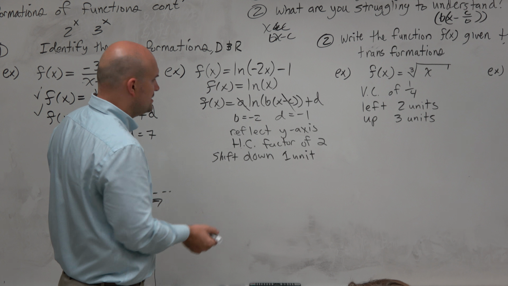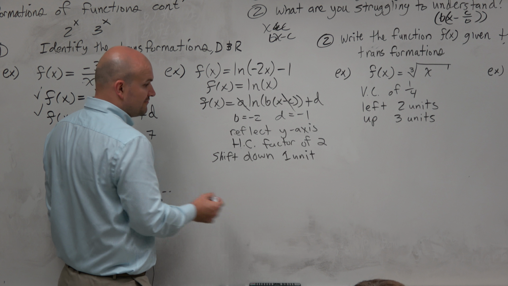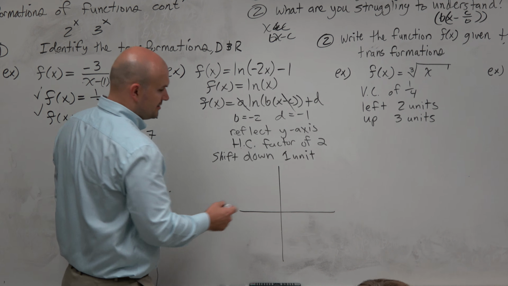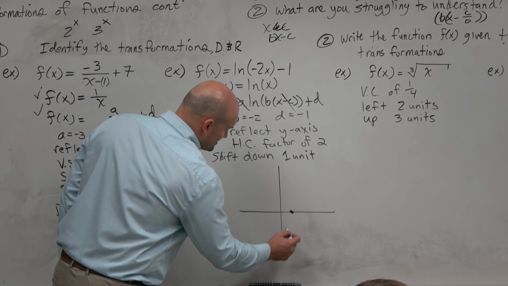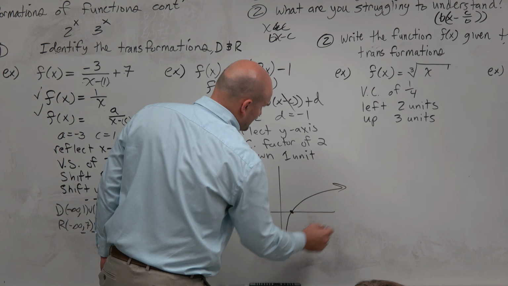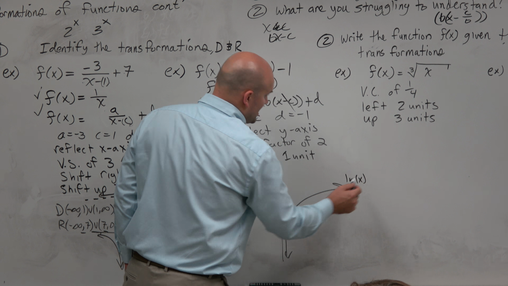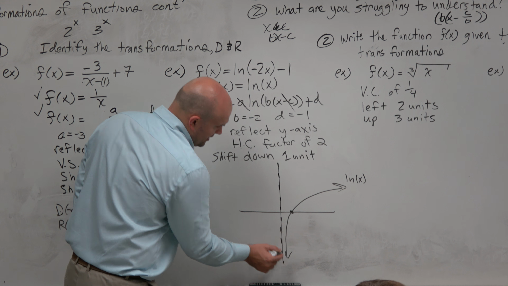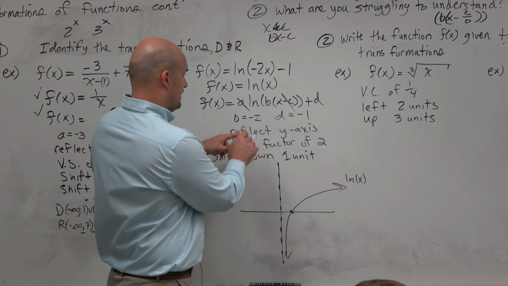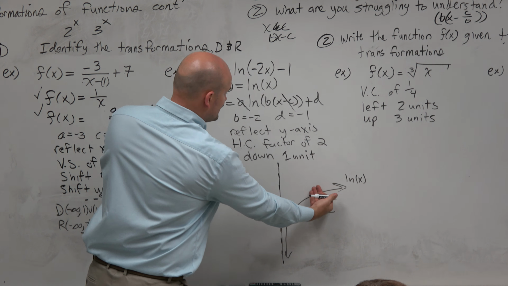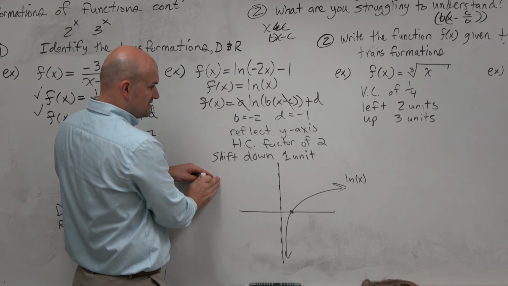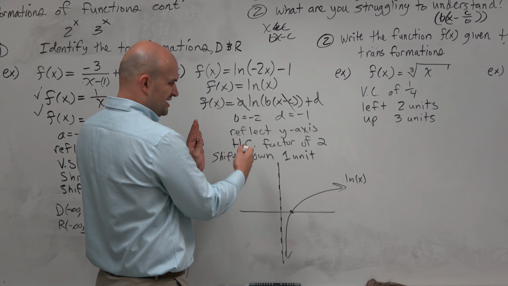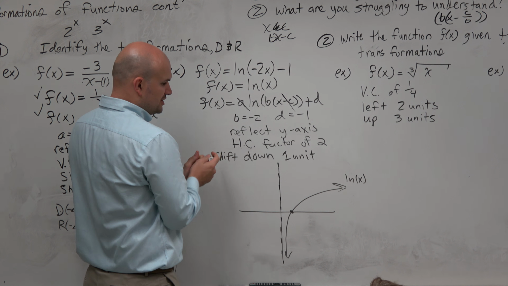Okay. The next thing is let's graph the parent function. What does ln of x look like? Well, ln of x looks something like that. That's the parent function. You need to write this down and make sure you have it. Also remember there is a vertical asymptote right here. Now, if I reflect about the y-axis, you're taking this graph and flipping it around the y-axis. You're going to have a horizontal compression of 2, so it's going to be smushed a little bit. And then you're going to shift it down 1.